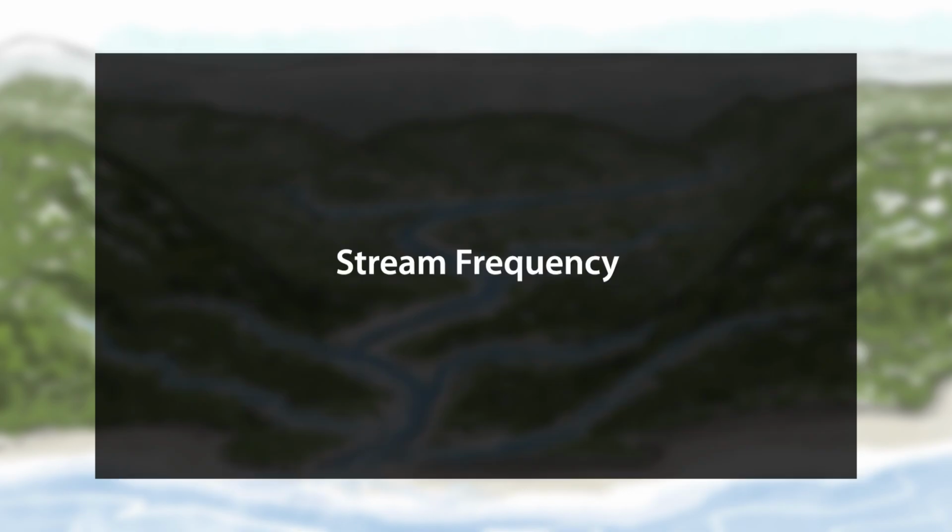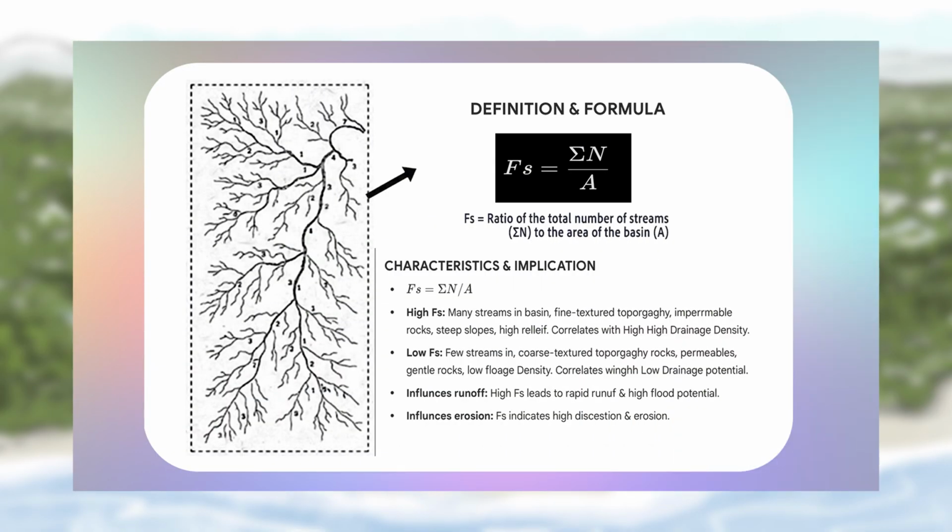The eighth parameter is stream frequency. Stream frequency is one of the important linear morphometric parameters used to understand the degree of drainage network developed in a watershed. Stream frequency is defined as the total number of stream segments per unit area of a watershed. It indicates how closely the streams are spaced within a drainage basin. Formula used for the calculation: Fs = Nu / A, where Fs is stream frequency, Nu is the total number of stream segments, and A is the area of the watershed.